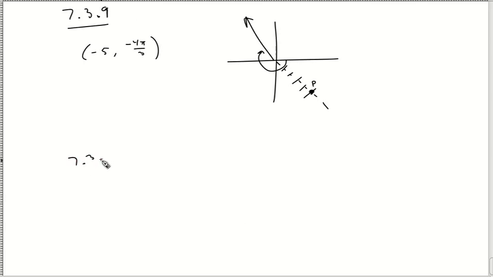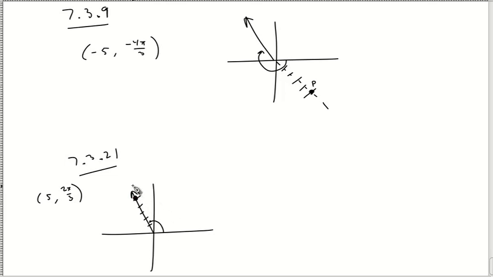7, 3, 21. So here's another one. I've got, I should probably give you the point, 5 comma 2 pi over 3. So 2 pi over 3 is this direction. They say go 5 distance. So 1, 2, 3, 4, 5. There we go. And there's your point P.